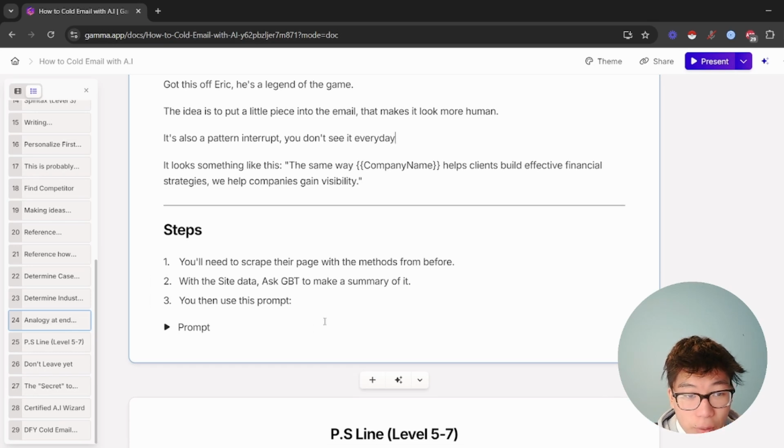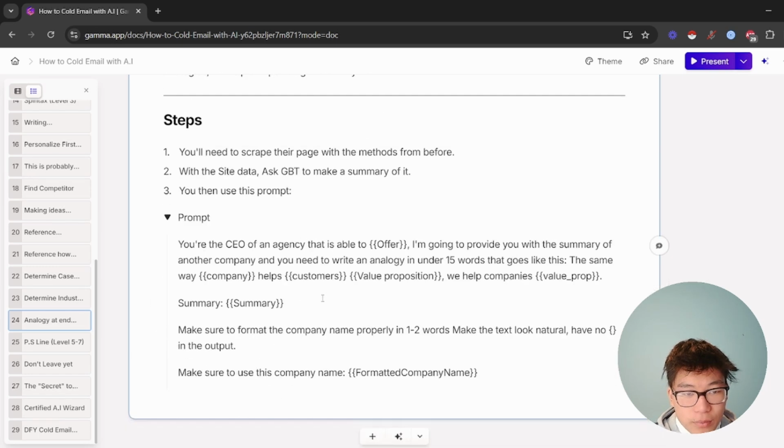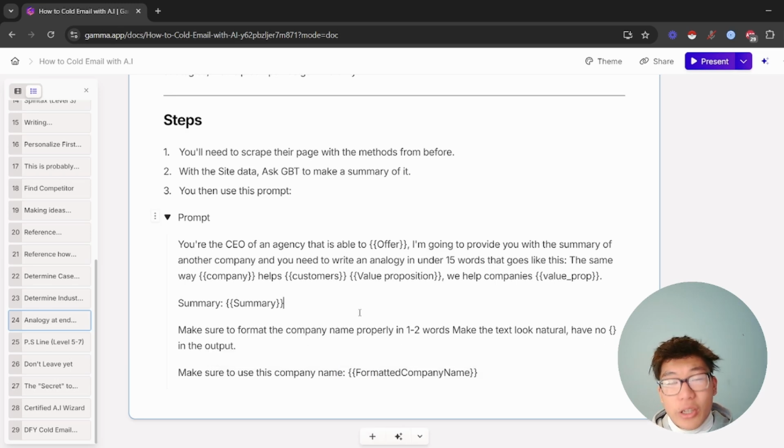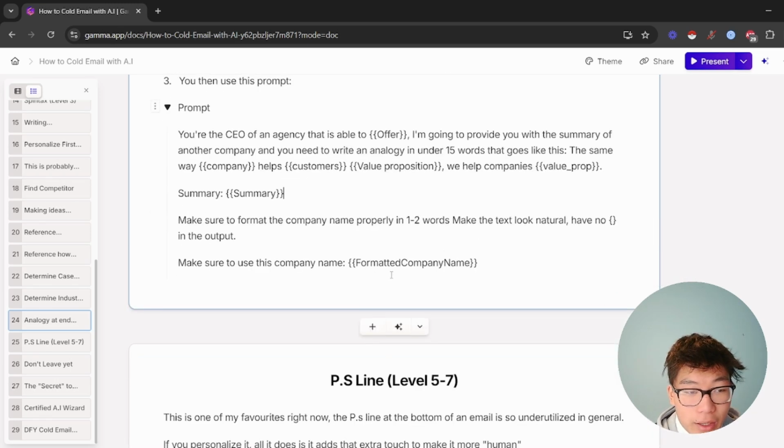You'll need to scrape your page with the methods from before. With the site data, ask GPT to make a summary of it. You then use this prompt. You're the CEO of an agency that is able to offer, so get them on the front page of any publication, let's say. I'm going to provide you with the summary of another company, and you need to write an analogy in under 15 words that goes like this: The same way company helps customers value proposition, we help companies value prop. Summary, and then you put in the summary. Make sure to format the company name properly in 1 to 2 words. Make the text look natural. Have no brackets in the output. Make sure to use this company name, formatted company name, because sometimes if you just give them the summary, they'll use the wrong name for the output.